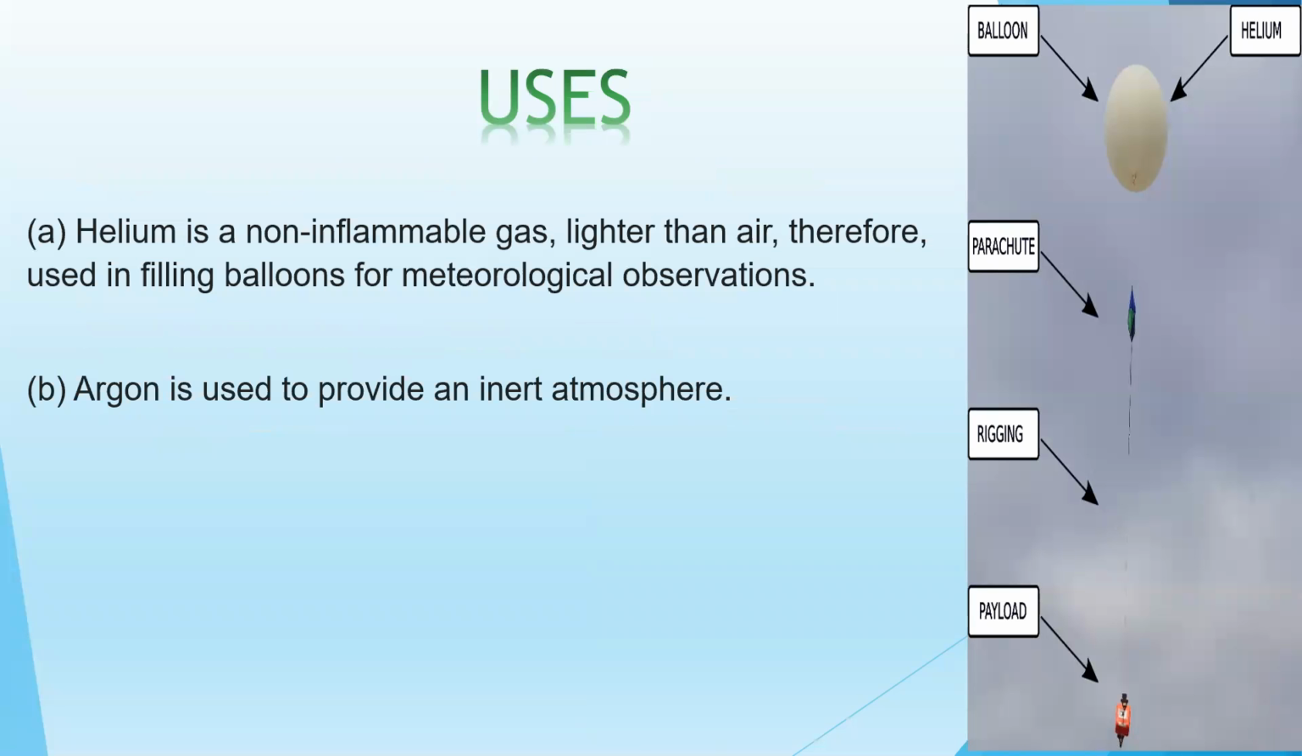Uses of noble gases: helium is a non-inflammable gas, lighter than air, therefore used in filling balloons for meteorological observations. Here you can see the procedure of how it is useful in meteorological observations. The picture is given just right to you on the slide. Argon is used to provide an inert atmosphere.